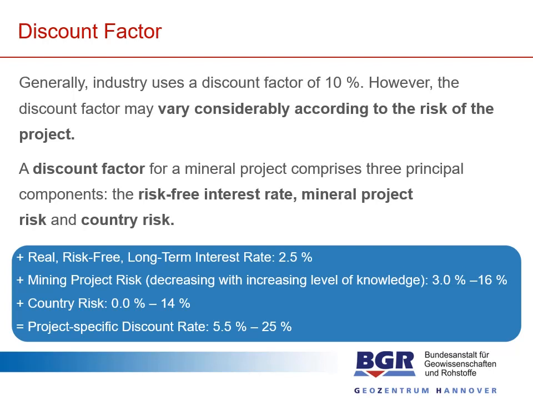So if you just take the risk-free interest 2.5, a low mining project risk of 3, and a country-specific discount rate of 5.5, you get the 10%. But this can differ substantially and has, of course, a very high impact on the net present value. And as it has a high impact on the net present value, it has also a severe impact on the project size and the ore value you have to have for making a project viable.